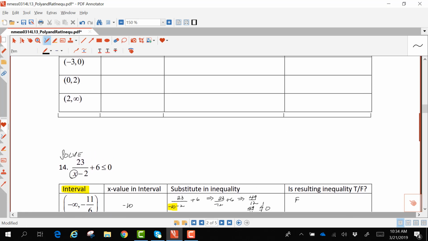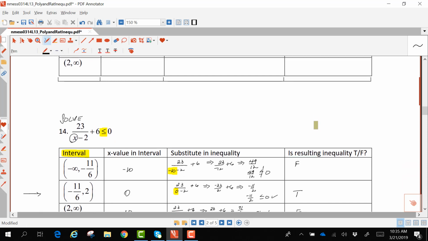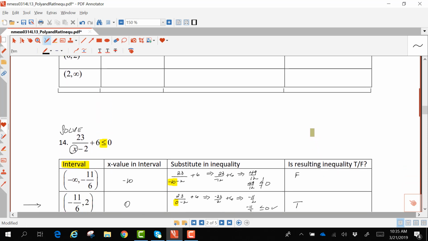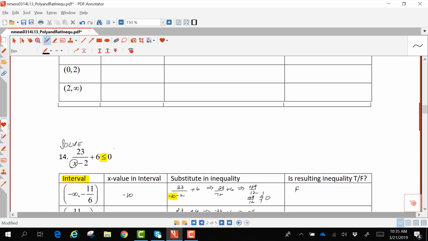Now let's move on to the next page, specifically number 14, which again has a rational in it, but now take note, we're looking at an inequality instead of an equation. This has the less than or equal sign. We are asked to fill out this large table, and the first column has intervals in it. So let me explain where these intervals come from.